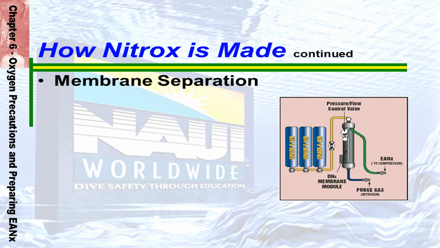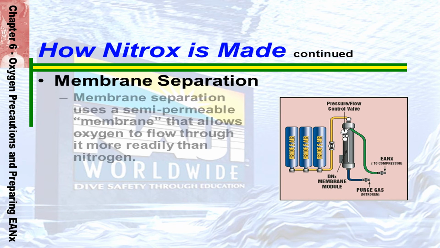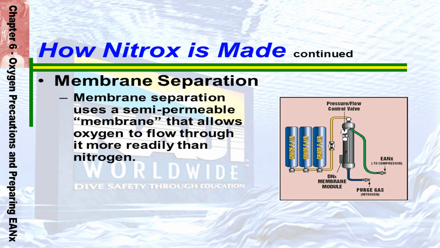Membrane separation is also a nitrogen removal process. Instead of a molecular sieve that adsorbs nitrogen, membrane separation uses a semi-permeable membrane that allows oxygen to flow through it more readily than nitrogen. Filtered clean air is introduced under moderate pressure, 12 to 18 atmospheres, and flows through the membrane. A valve on the output side controls the flow rate of gas across the membrane.